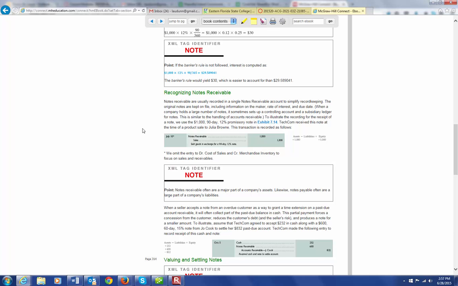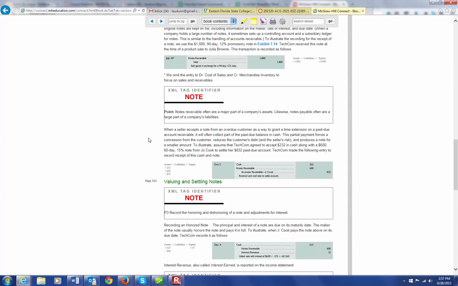So in order to recognize your notes receivable on your accounting statements, in this particular case, we have a note receivable for $1,000 and therefore a sale for $1,000. So we're debiting notes receivable. It's an asset that goes on the balance sheet. And then our credit goes to sales for $1,000. So our assets and our liabilities are equal here.